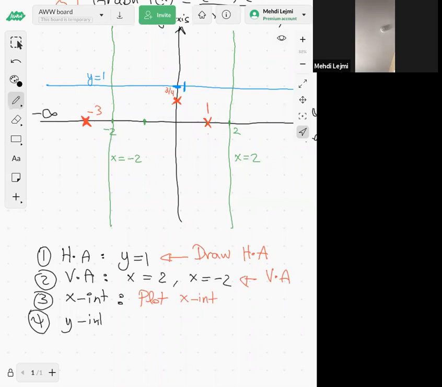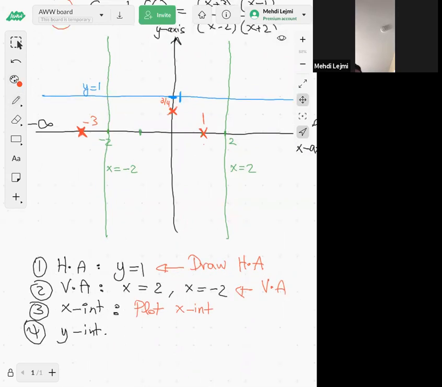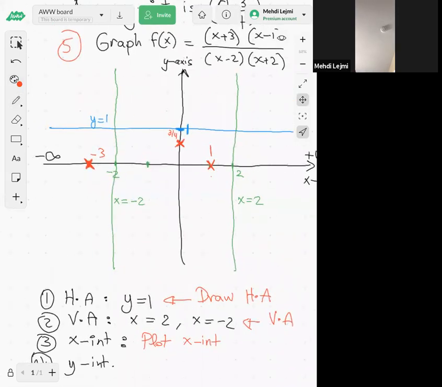Okay, now I've got my x- and y-intercepts, my horizontal and vertical asymptotes. Now I'm going to graph my function f. So you always start from the left. Whenever I want to graph any function, you always start from the left. So we start at negative infinity. Your x is supposed to be close to negative infinity. It's somewhere here, right? In this blue interval.